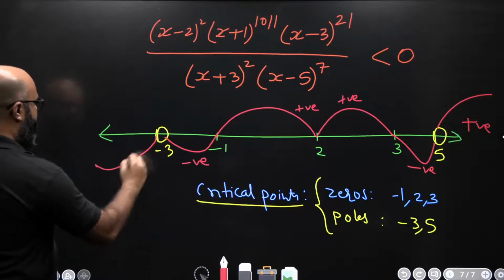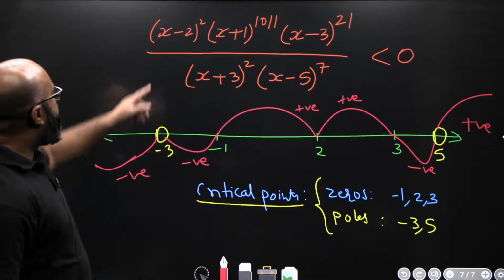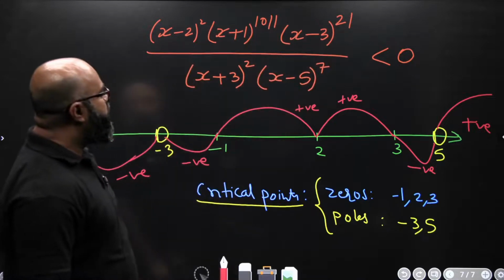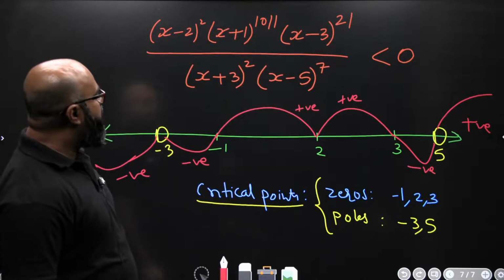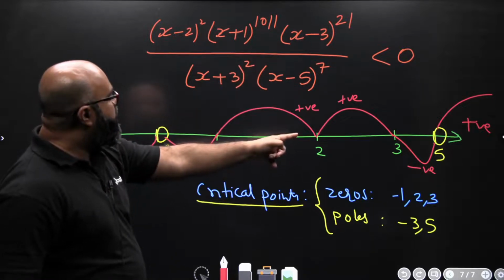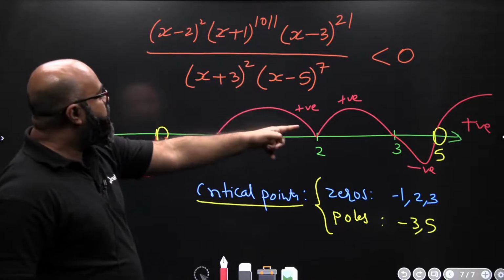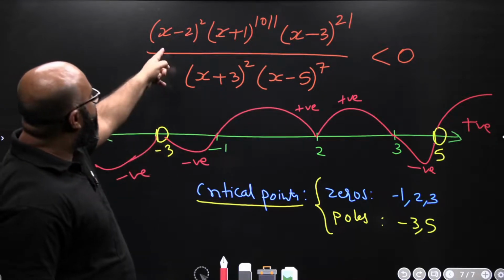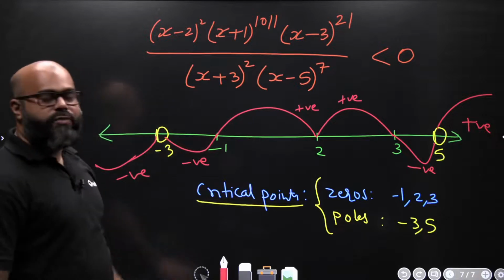So, you can check easily that since there are odd powers here, here and here, there should be a change in sign there. 1011 is at minus 1, there is a change in sign. At 3, there is a change in sign. At 5, there is a change in sign. What about minus 3? At minus 3, there is no change in sign. At 2, there is no change in sign. So, this is fine here.